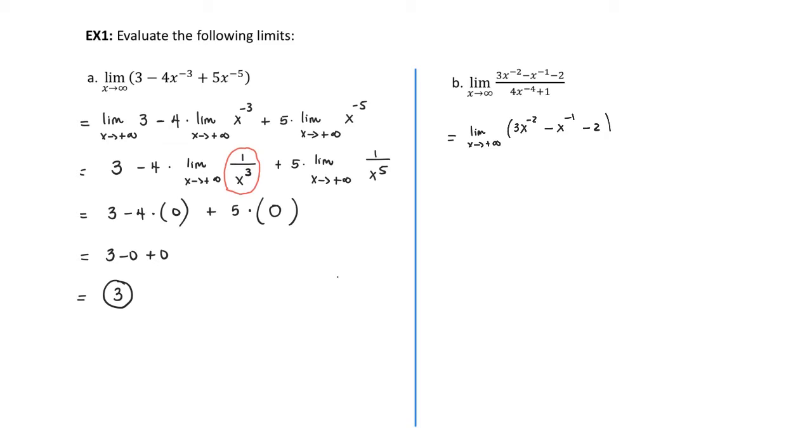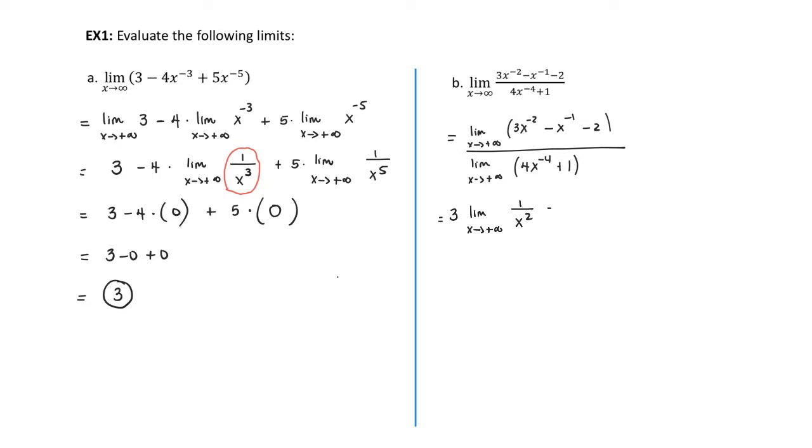All this, actually, should be all this divided by the limit as x approaches positive infinity of 4x to the negative 4 plus 1. Then my limit laws say that I can apply the limit to each term separately. So then this will be equal to the limit as x approaches positive infinity. I'm going to put the numerical coefficient in front of the limit, and even immediately I will change the negative exponent to a positive exponent just to save a little bit of energy writing this out.